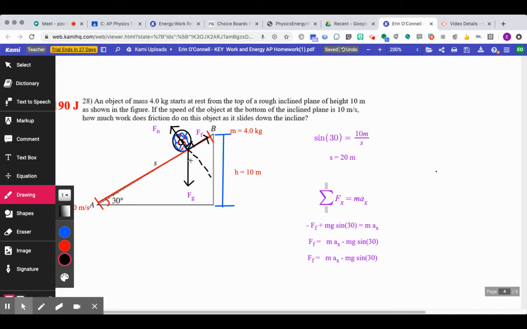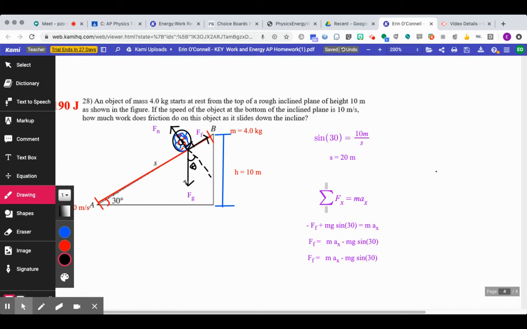The angle between the y-axis and our vector is technically the angle of the incline, 30 degrees. So to find a relationship for the force of friction, we have to sum the forces in the x and set them equal to m times a in the x. Force of friction will oppose the direction of acceleration, so it's going to be negative.